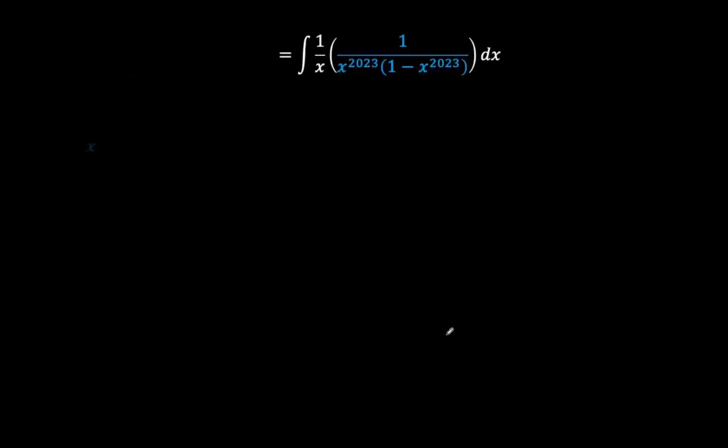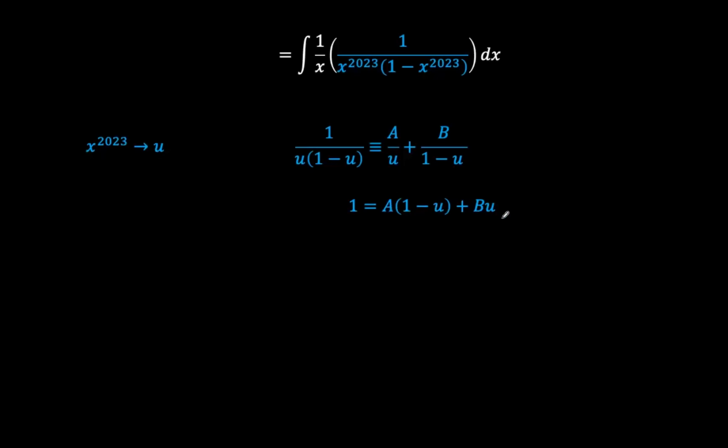So what we're going to do is assume that x to the power 2023 is u. So you have 1 over u times 1 minus u. That can be equivalent to a over u plus b over 1 minus u, right? We don't know the constants a and b, and we have to determine that. So if you multiply u times 1 minus u across, we have 1 equals a times 1 minus u plus b u. So collecting like terms, we have a plus b minus a times u.